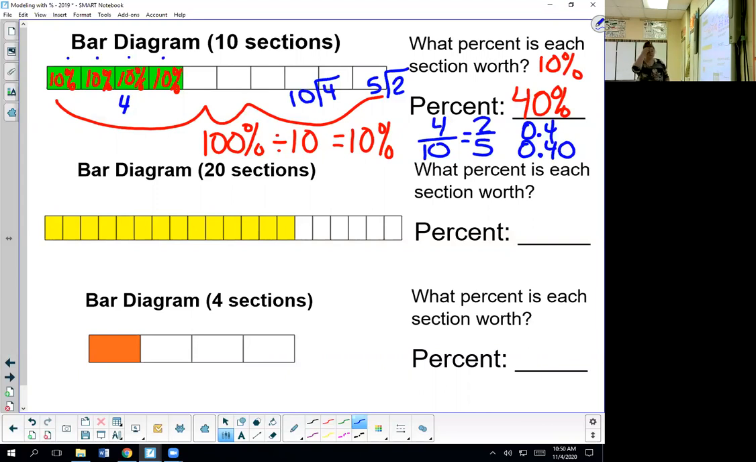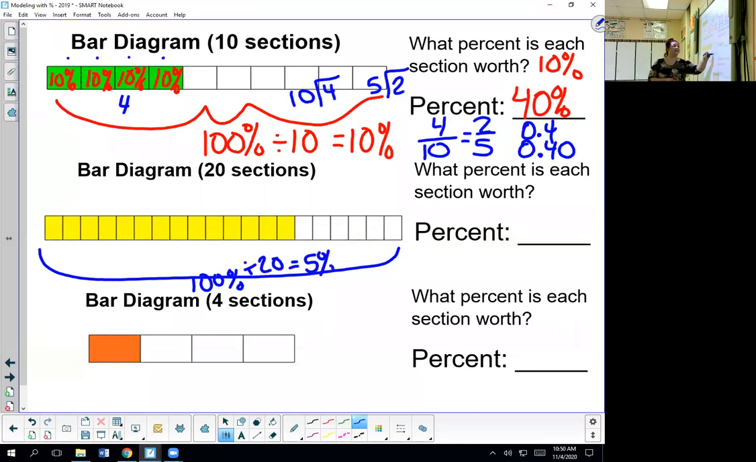Okay, now let's do the same kind of concept here. Now I'm telling you there's 20 sections here. So all the way from here to here, it has to add up to 100%. Just like here, if I have 10 sections, each was worth 10, how many would be in each section here if I have 20? Well, 100 cut into 20 sections gives me 5% in each box. Each is worth 5%. So this would be 5%, 10, 15, 20, 25, 30, 35, 40, 45, 50, 55, 60, 65, 70. So 70% is shaded in.